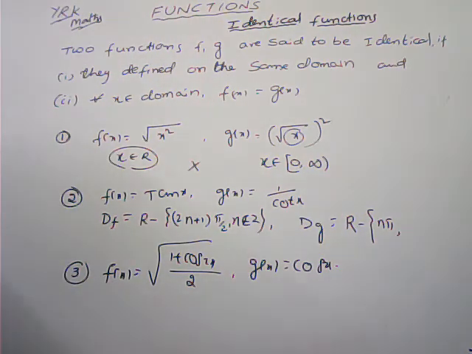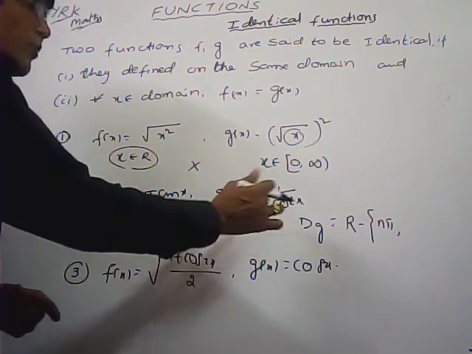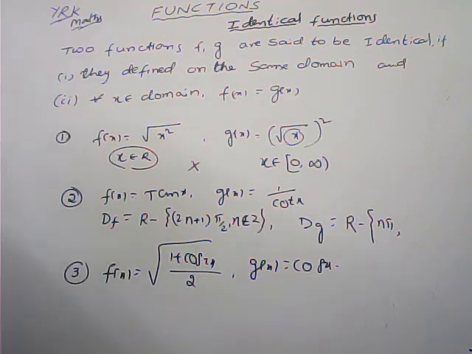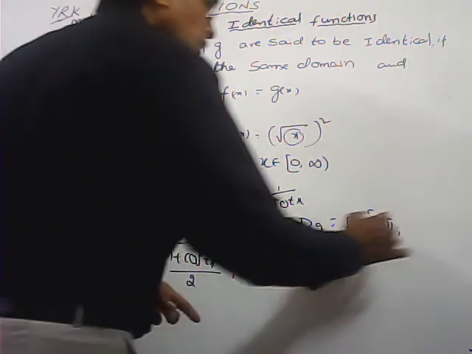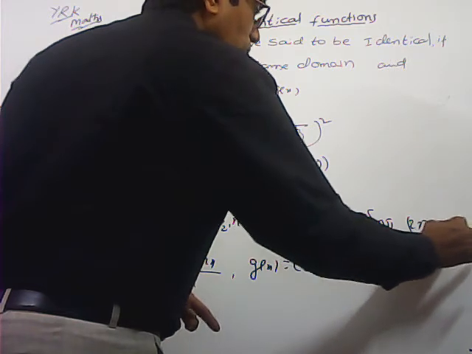And one more thing, the denominator should not be equal to 0. For odd multiples of pi by 2, the cot value becomes 0 only. The denominator should not be equal to 0. So exclude (2n plus 1) into pi by 2, n belongs to Z.